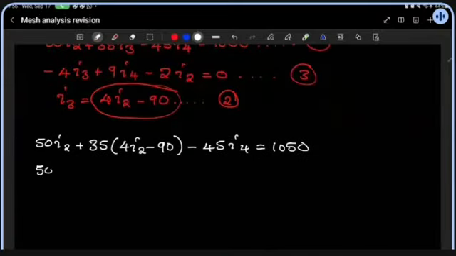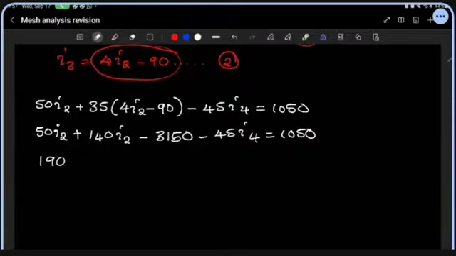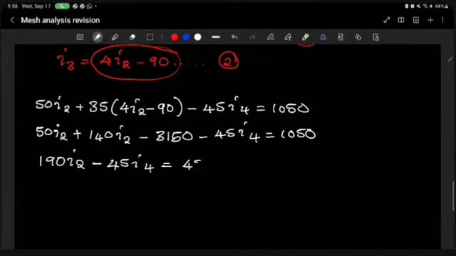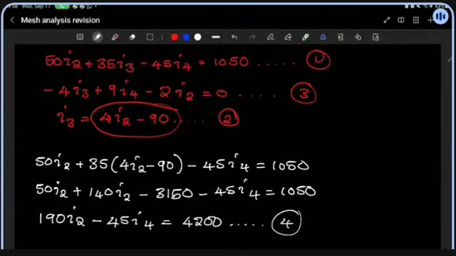I need to simplify now. Okay, so here we're going to have 50 and 140. This is 190. And then minus 45 I4. The 150 goes to the right. So what will be the sum? 150 and 1050. 1200. Okay. So this becomes equation 4. We'll do the same thing to equation 3. We'll eliminate I3.